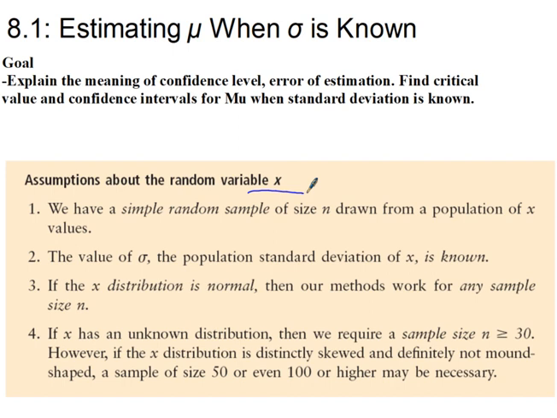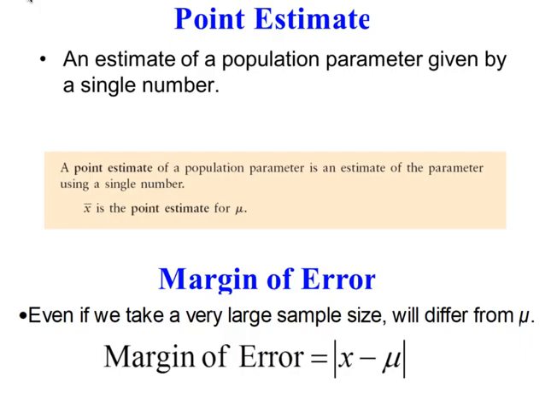X is normal. And if we don't know that the distribution is normal, then my sample size has to be bigger than 30. Okay. And it's definitely going to be some sort of mound shape. Usually, the bigger that n is, the more chances it's going to be 30 or closer to 30.